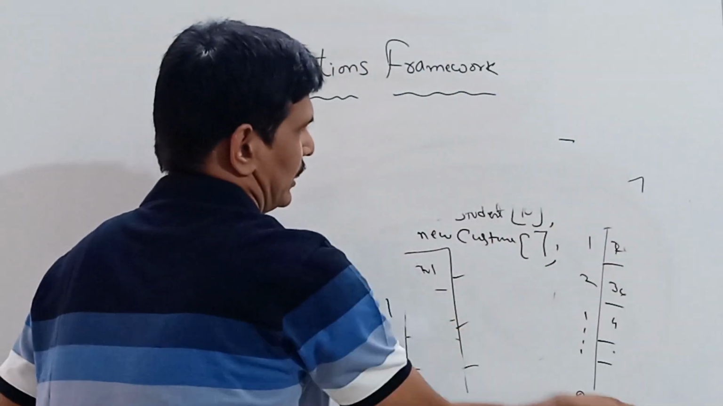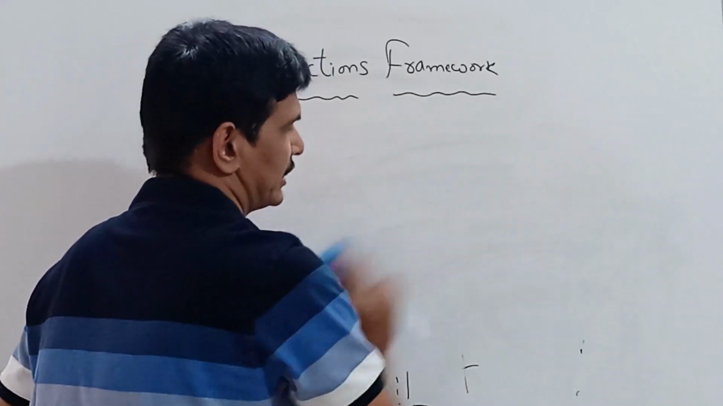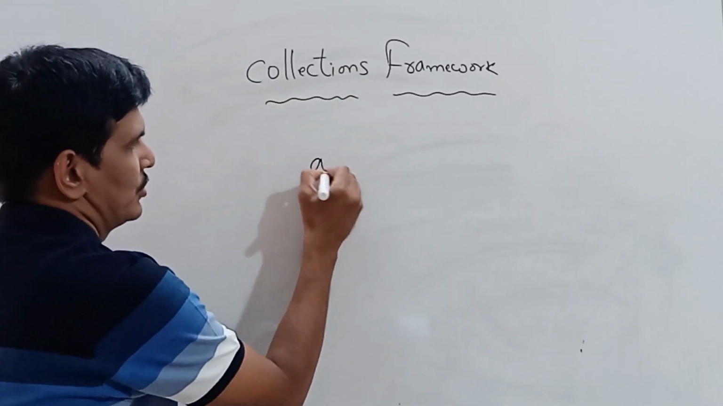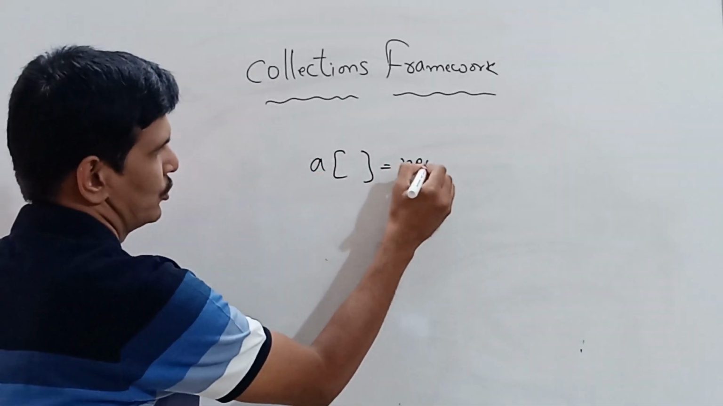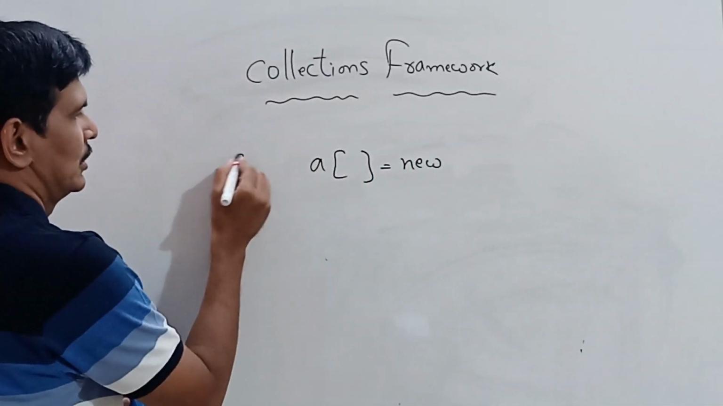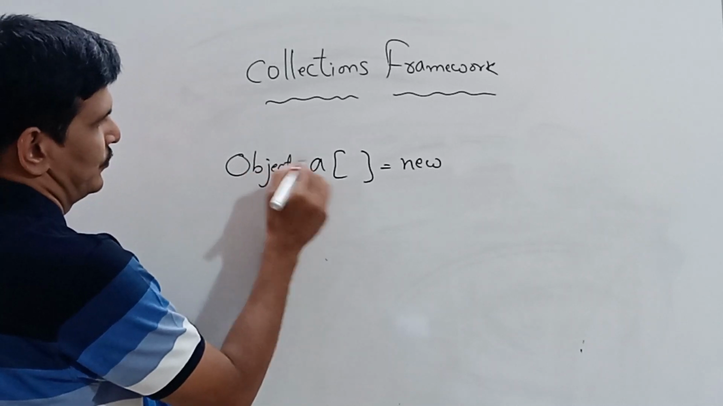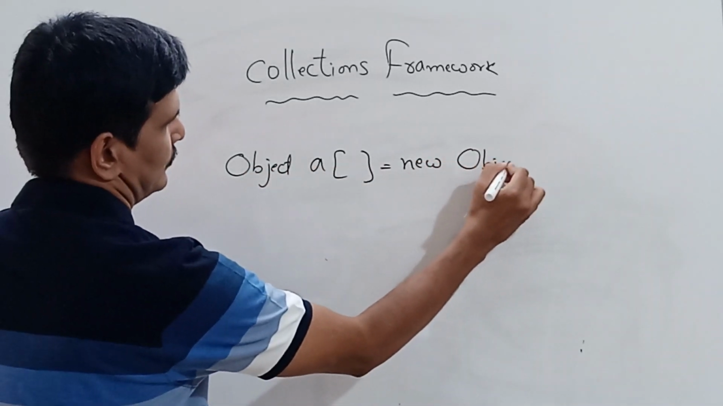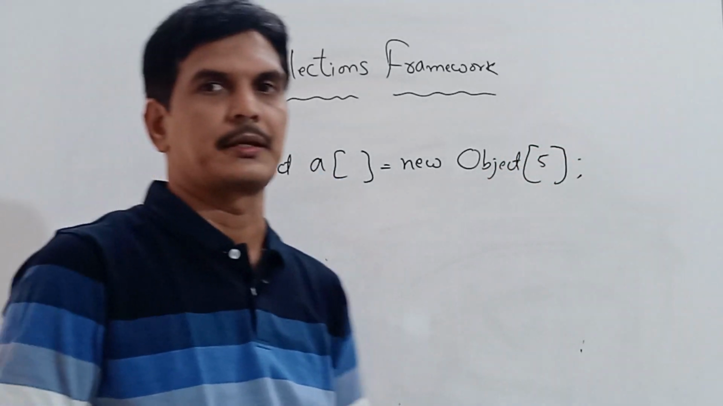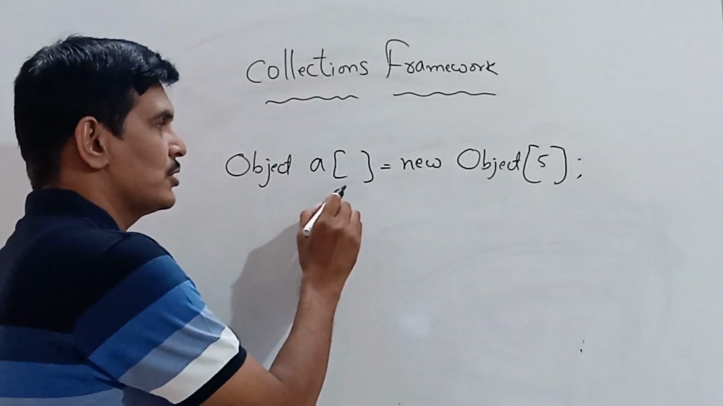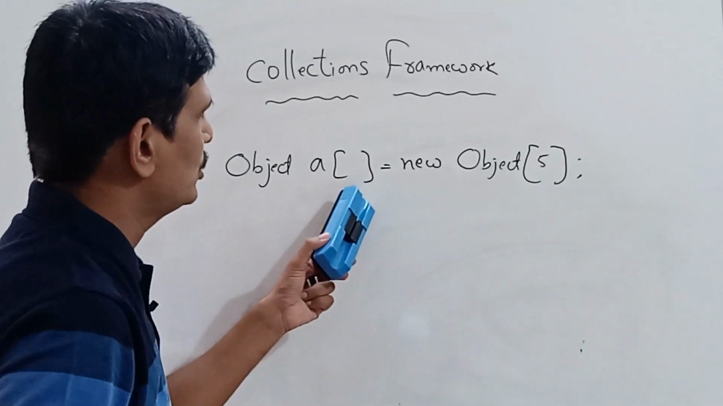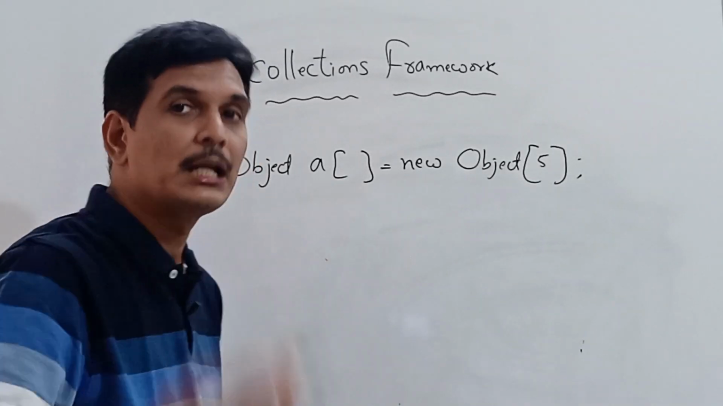For example, let me create an array with the Object type. This is called an object array. So now a is created, let's say new Object of 5. Now I created an object array. When I create an object array, I can store homogeneous data as well as heterogeneous data. That means it can hold elements of the same data type, and I can also store elements of multiple data types.